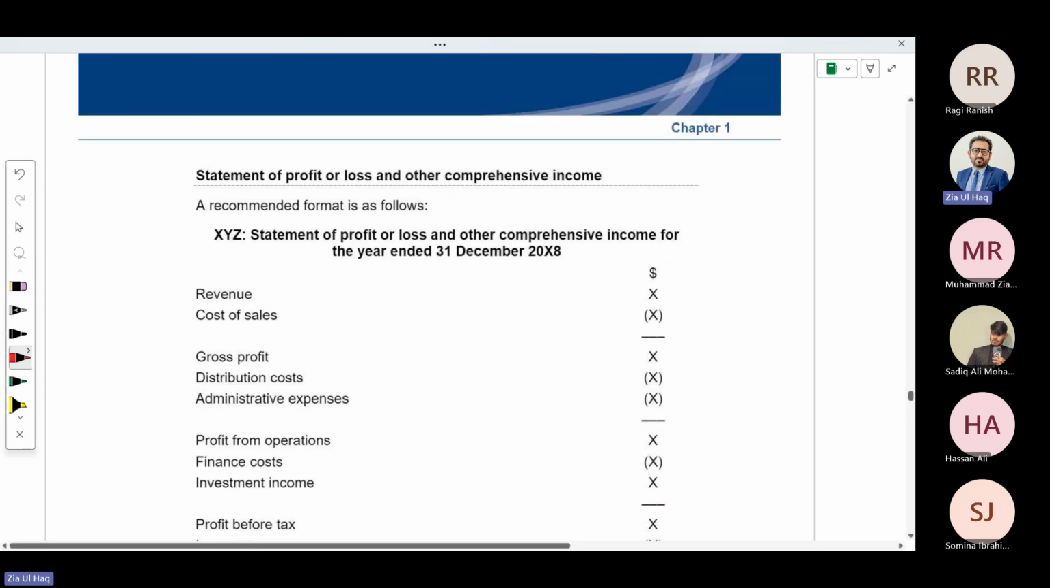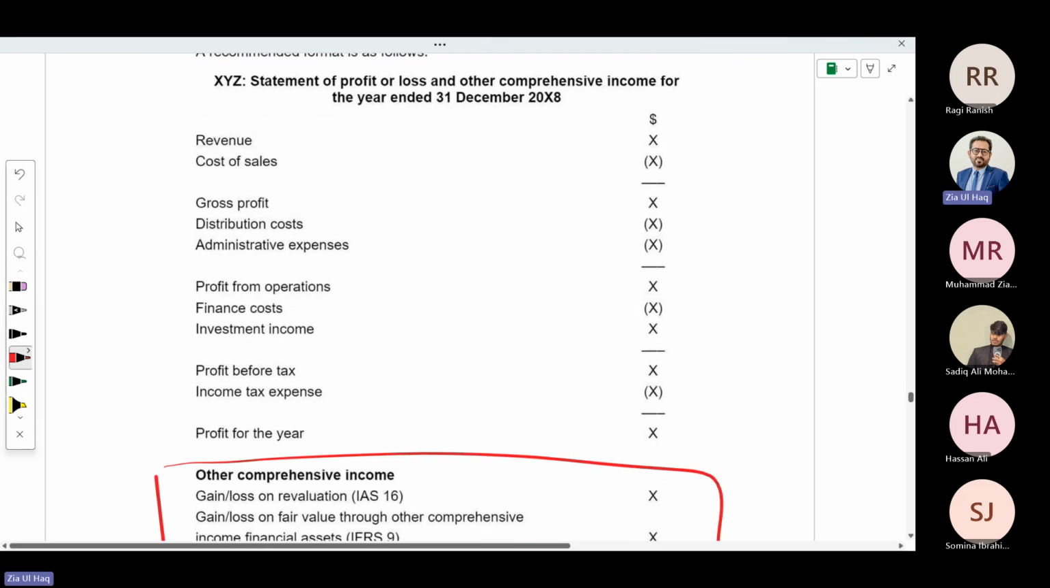What is the format of the statement of profit and loss account? First, we need to put the company name. Then we need to put the heading statement of profit and loss and other comprehensive income. And then we need to mention the year ended 31st December 2018.